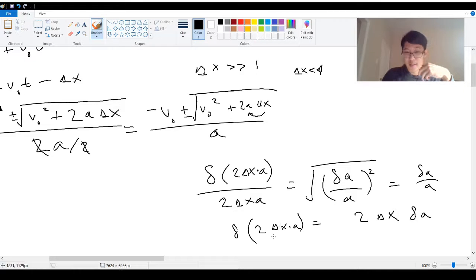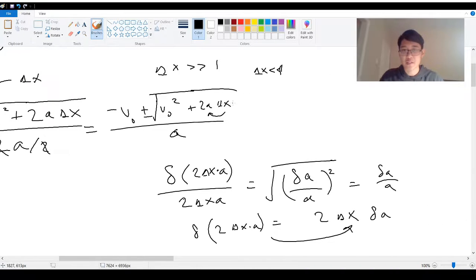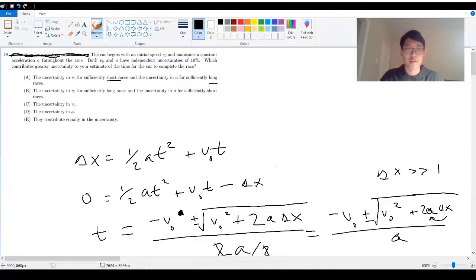What this tells us is if delta x is extremely large, then this uncertainty is also extremely large because it has a direct dependence on delta x. And whatever uncertainty is here is going to propagate throughout the entire calculation. So say this uncertainty is infinity, then this uncertainty will also be infinity, and this uncertainty will also be infinity, right? So basically the acceleration matters a lot if delta x is large, right? You can imagine that if the uncertainty in A, so right, it's asking for the uncertainty in A and the uncertainty in V naught, right?